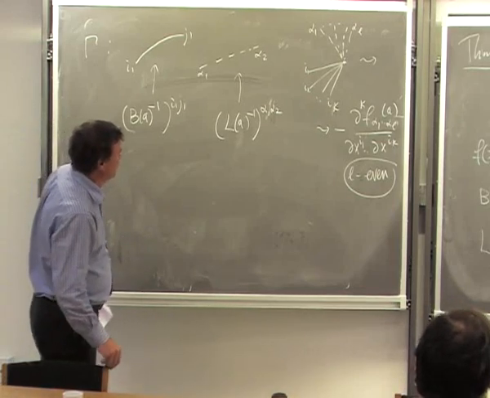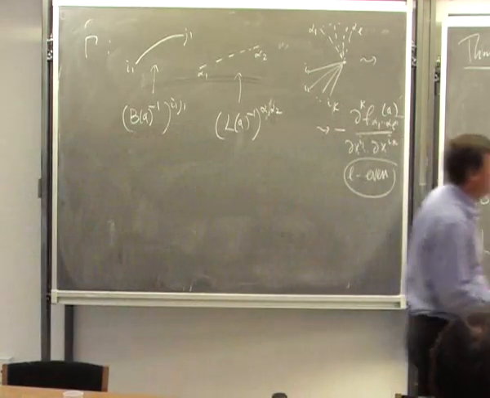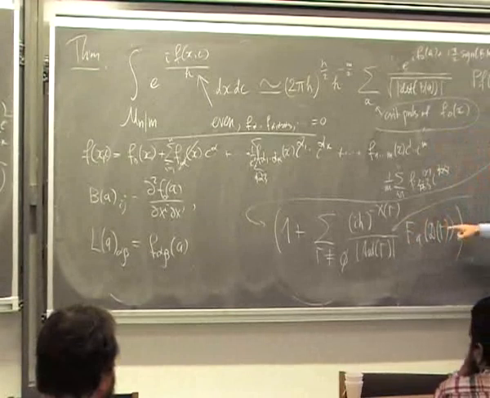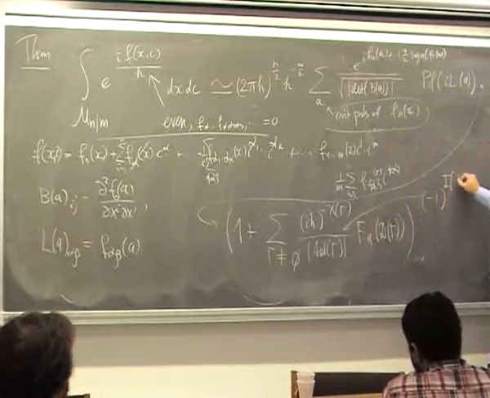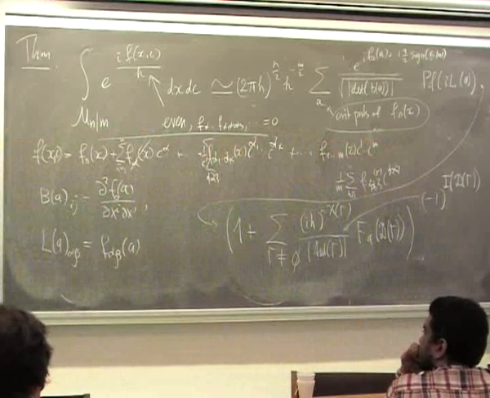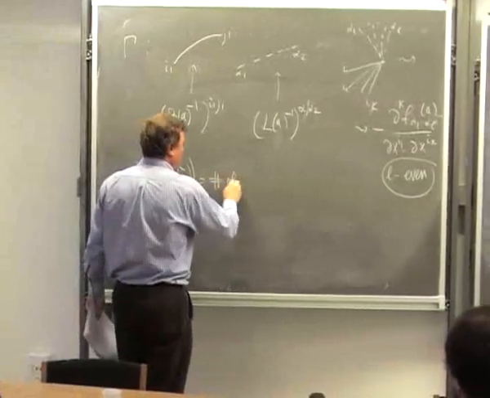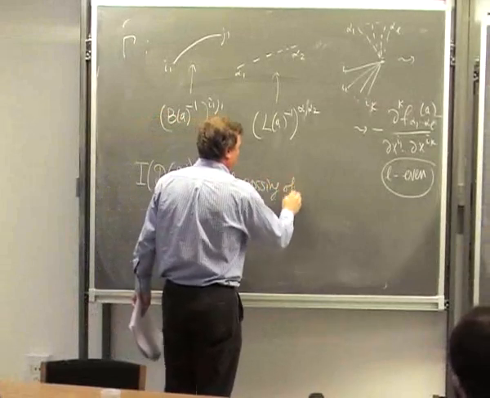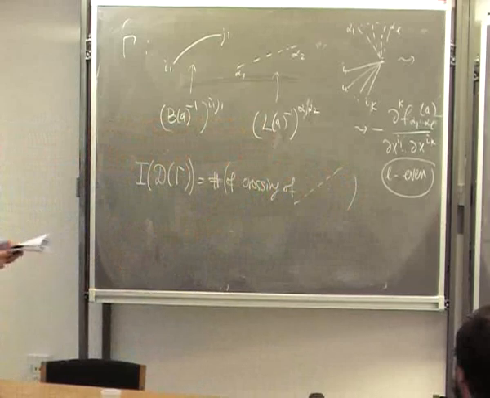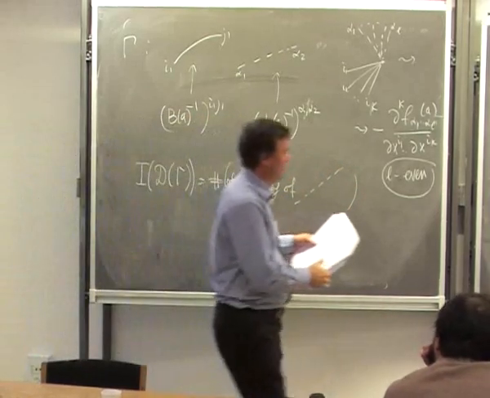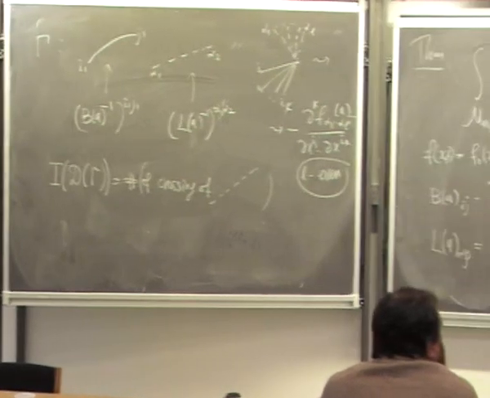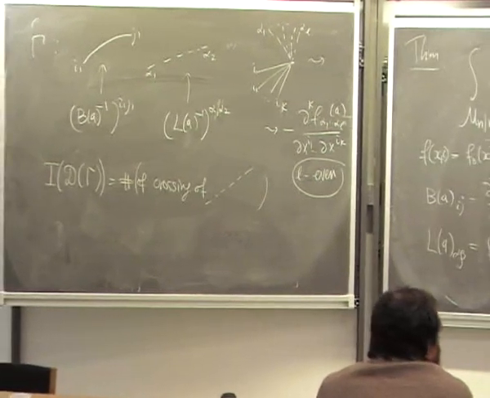Okay, so then the story is the same. But I forgot one important factor. Again, this is the diagram of gamma, and then there is minus 1 to the I of gamma, where this I of gamma is the number of crossings of the fermionic edges. Okay, so here's the formula, and the reason why it's here is because we are going to use it.